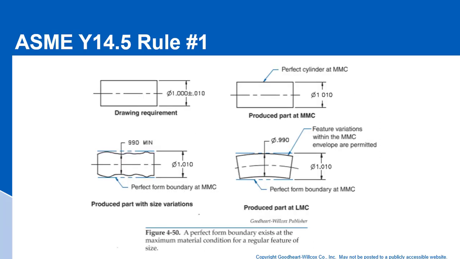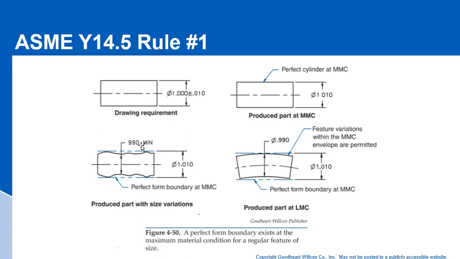Here are some examples of Rule 1. Here is our drawing requirement. We've got an inch plus or minus 10 thousandths. And if we produce that part at MMC, it would be an inch and 10 thousandths. And when we do that, the cylinder must be perfect in form. So let's take a look here.